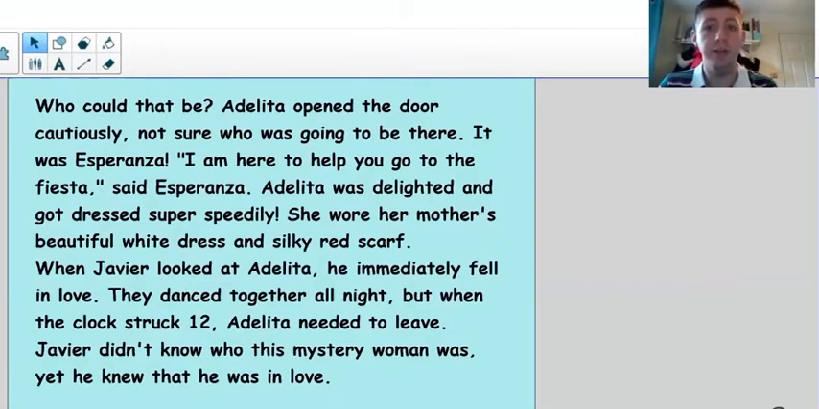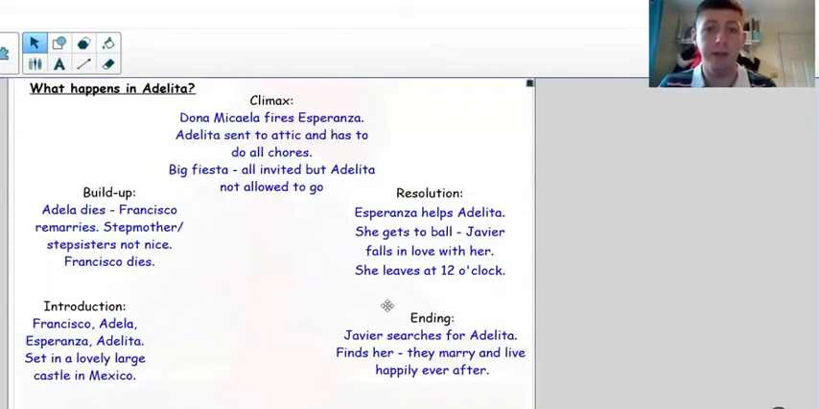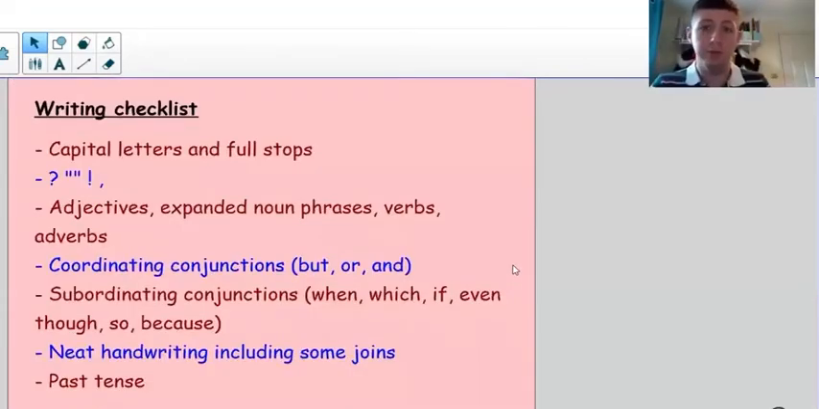So now that's the resolution of the story, which is where Esperanza helps Adelita. She goes to the fiesta. Javier falls in love with her and she leaves at 12 o'clock. And what's going to happen next? I'd like you to have a go at writing your resolution. Again, checklist on the screen to make sure you are using the correct things in your story. Pause the video here and then we'll move on to the ending of the story once you've done that.